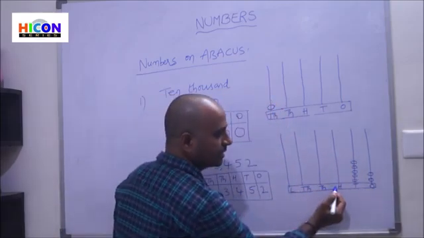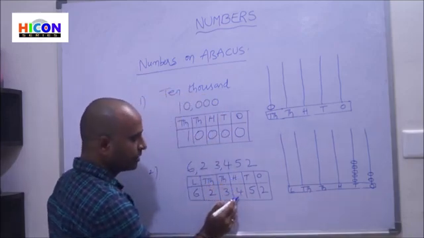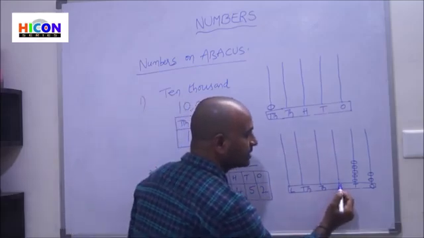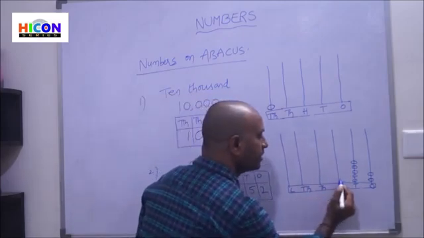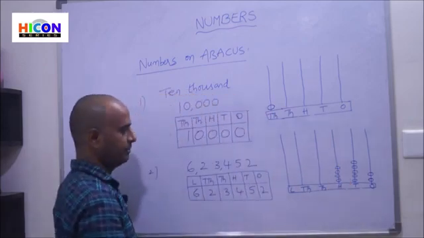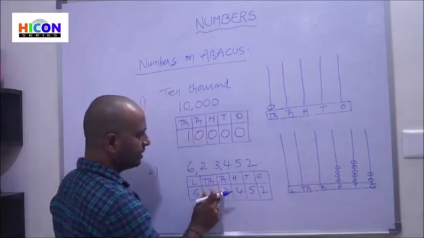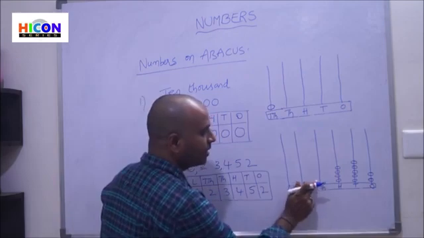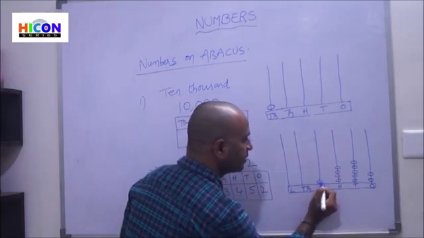Next, the third stick represents hundreds place. In hundreds place the digit is 4, so we have to draw 4 beads on the hundreds place stick. 1, 2, 3, 4 like this. Next, the fourth stick represents thousands place. In thousands place the digit is 3. That's why we have to draw 3 beads on the thousands stick. So this is the thousands stick. We have to draw 3 beads.